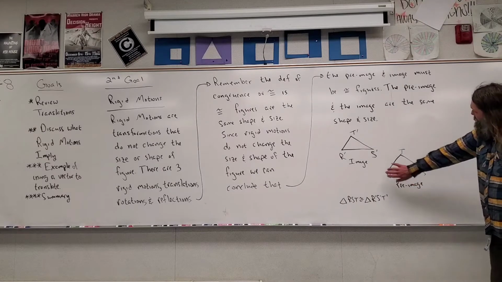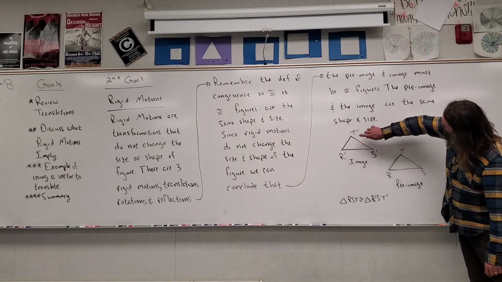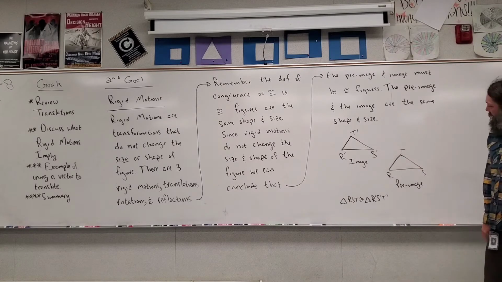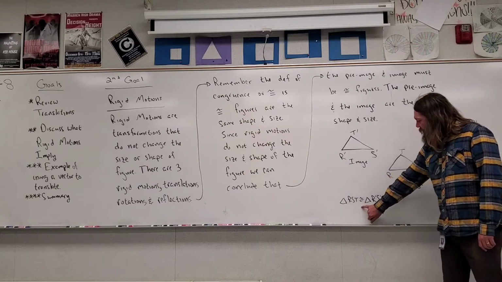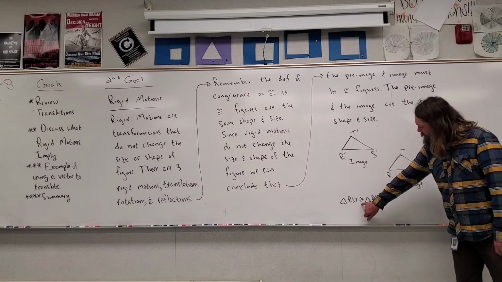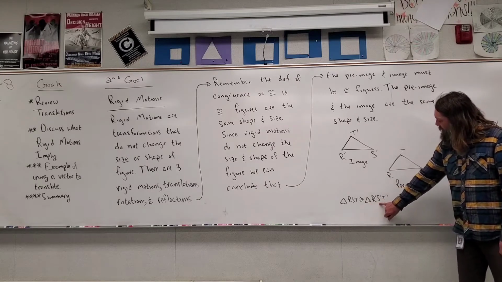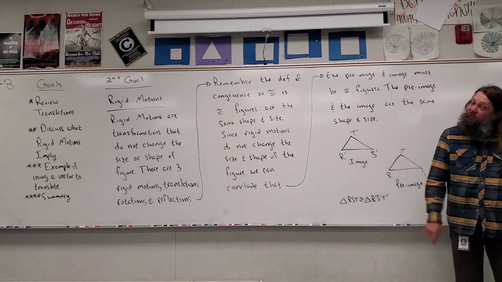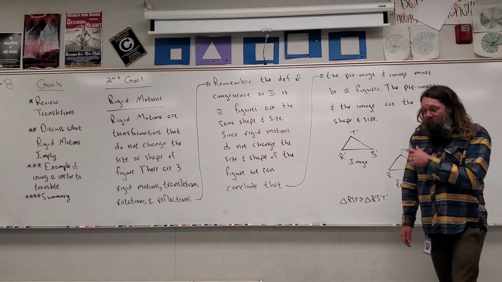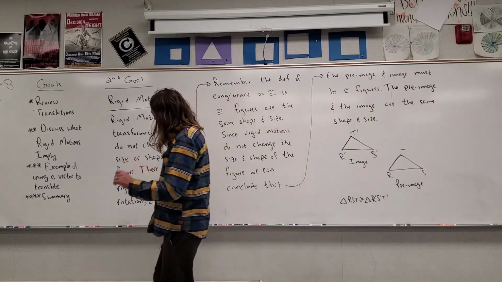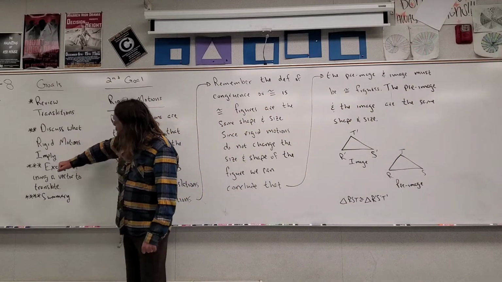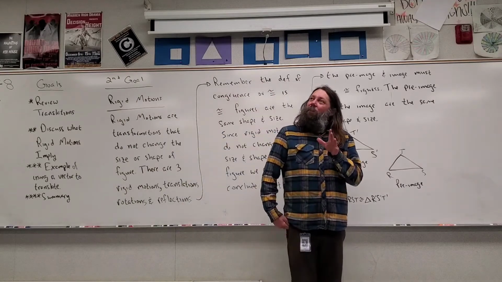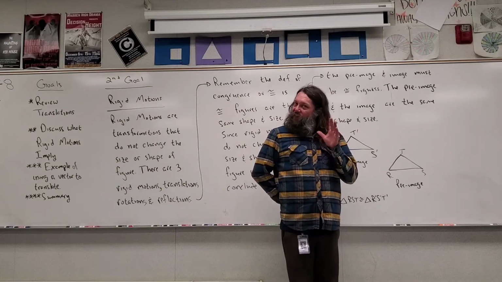Here's my pre-image. There's my image. I know that this is where I moved to because I have the prime marks. There was a translation in this direction. So what I could say is that triangle RST is congruent to triangle R prime, S prime, T prime. They're the same shape and the same size, but they're in different locations. All right? So hopefully you get the fact that what rigid motions imply, which are translations for this lesson, is that the pre-image and the image are the same size, same shape.